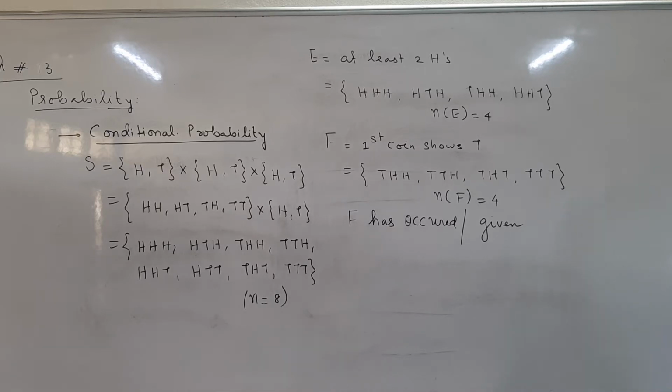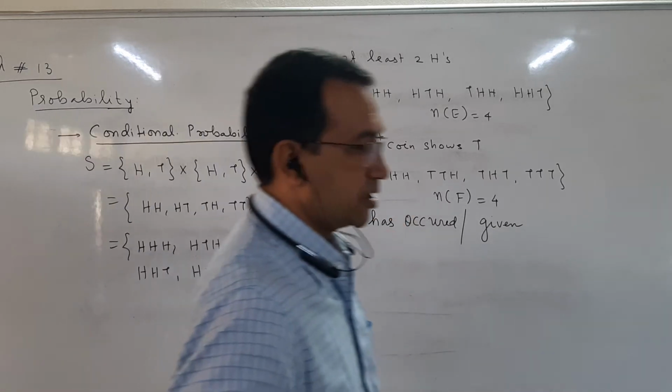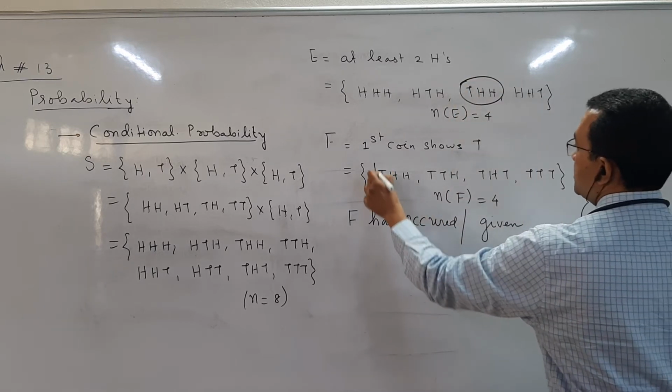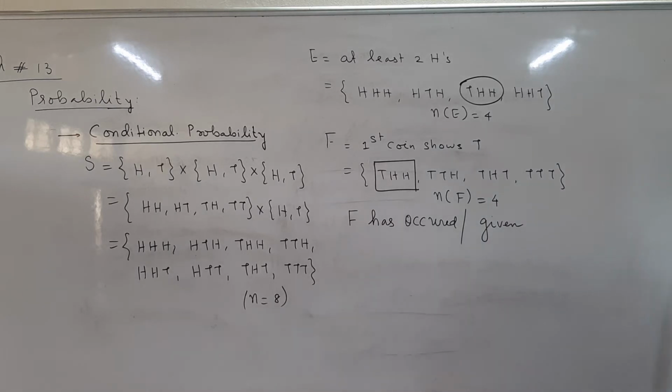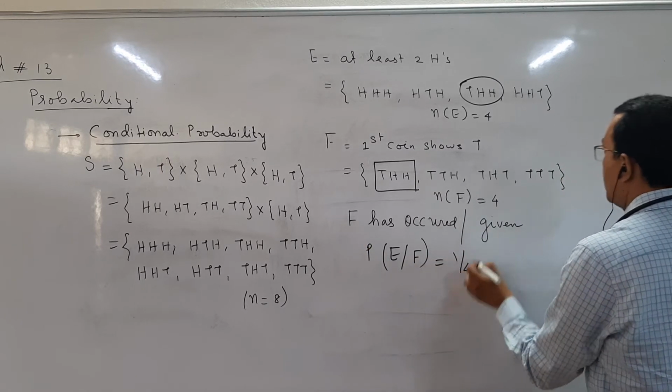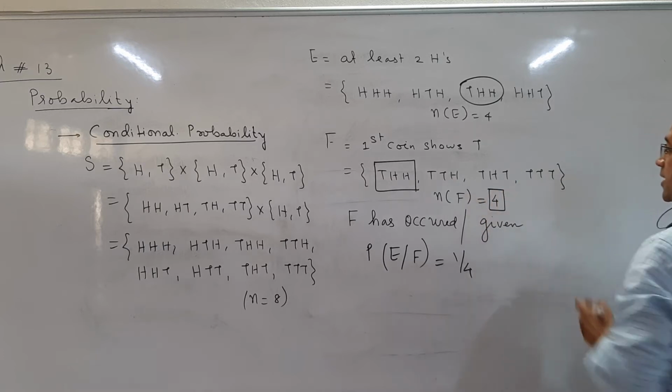So for event E, the sample space will be not the total elements which are 8, but only the 4 elements which are the favorable outcomes of event F. So there is only one favorable, which is THH, and THH is already present in F. So if event E occurs after event F, then the 4 outcomes of F will become the sample space for event E. Considering that we have only one favorable, the probability of E given F will be only 1 by 4, because one favorable and total outcomes of event F are 4.